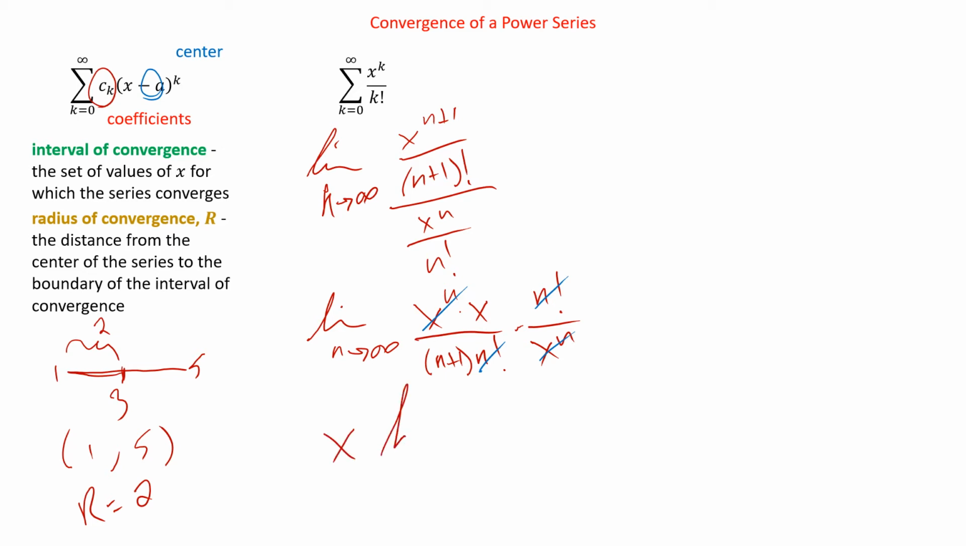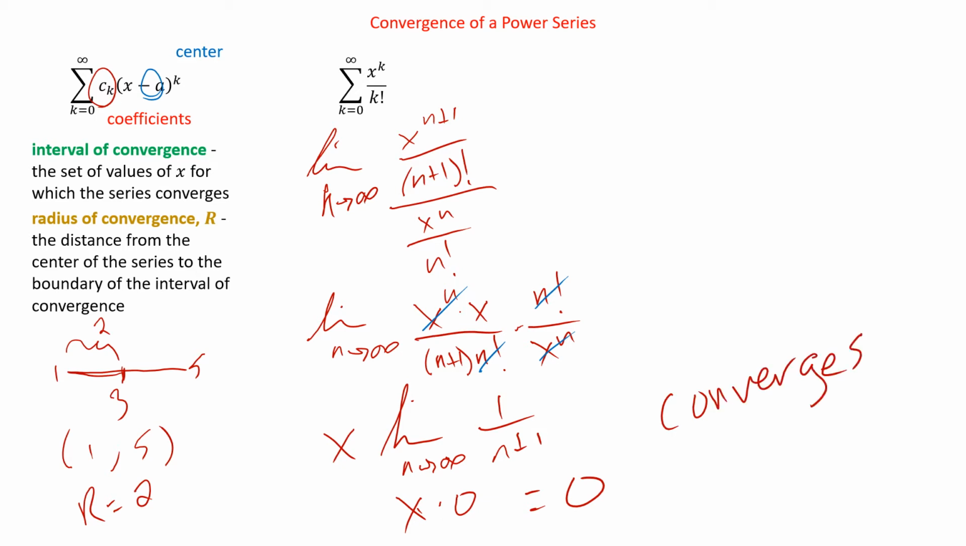So we have x times the limit as n goes to infinity of 1 over n plus 1. What does the limit as n goes to infinity of 1 over n plus 1 do? That goes to 0, so we end up with essentially x times 0, which equals 0. That means that the limit is less than 1, which means that this converges. And not only does it converge, it doesn't matter what x equals. So that means it converges for all x.